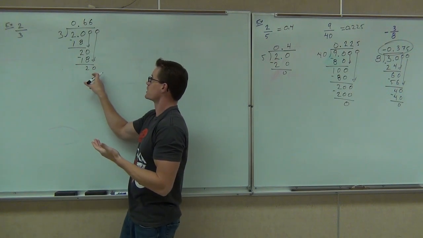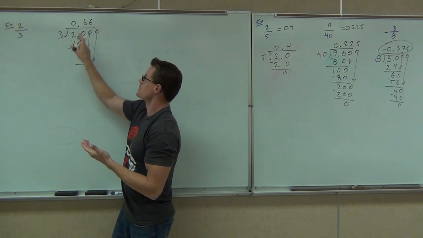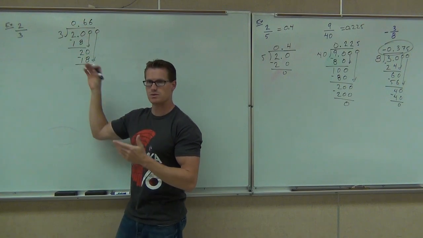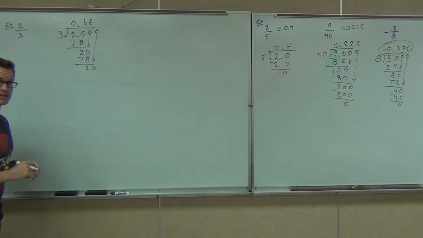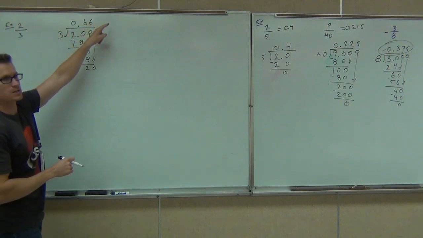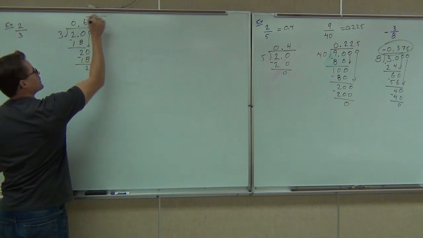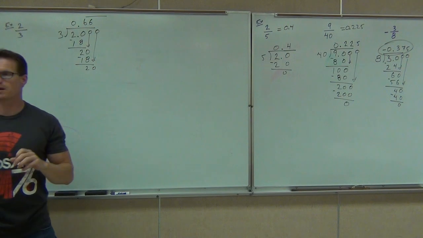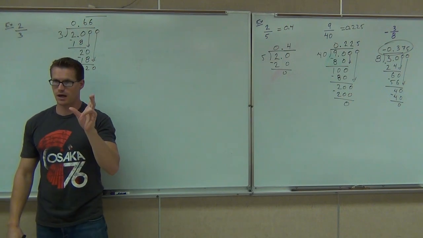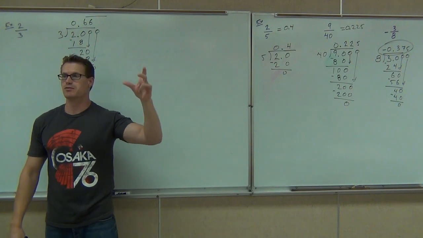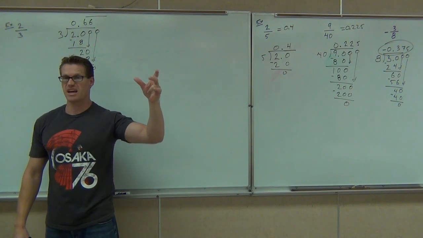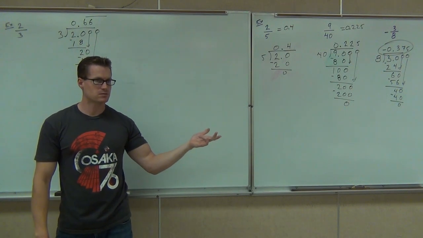If you add zeros, you're going to get 6, 18, 2, 6, 18, 2, 6, 18, 2, forever and ever. How you represent that with a decimal, if this pattern is going to repeat, is that line. That line says whatever digits you've highlighted are going to repeat forever and ever and ever. Is it ever going to end?